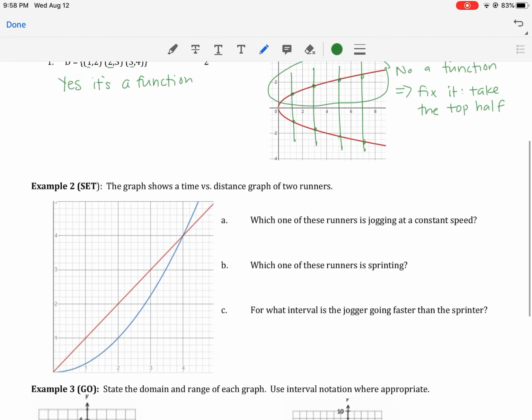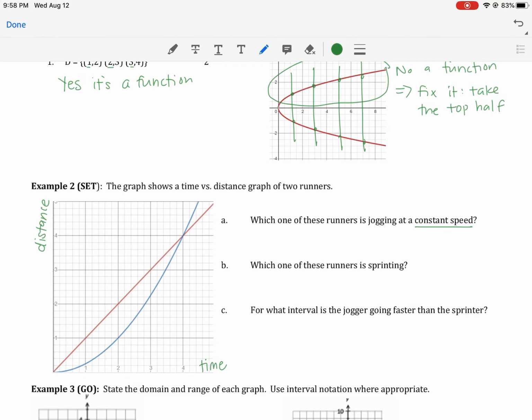Okay, as with the tortoise and the hare, you're comparing 2 different functions. So let's do that here, and that's going to be the set part of your homework. The graph shows time, so that's going to be your x-axis, versus distance. Which of these 2 runners is jogging at a constant speed?